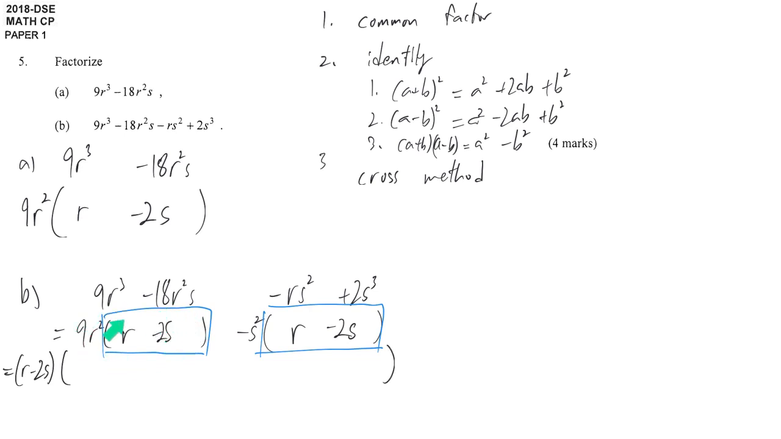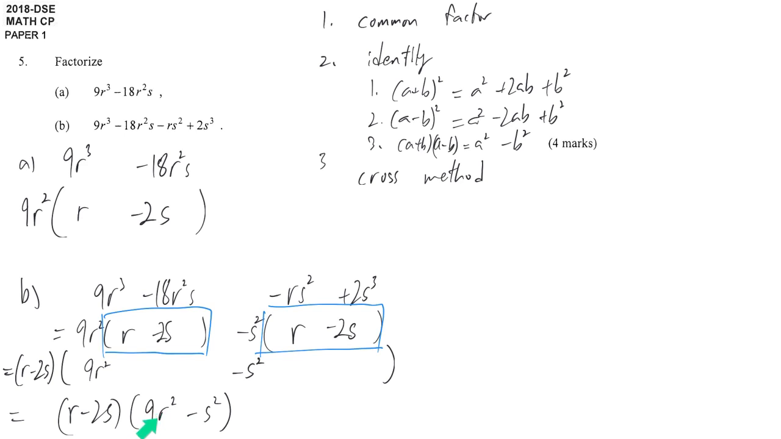The first term, taken out this blue bracket, so 9R squared is left. The second term, take out this bracket, so negative S squared is left. Tidy up again, R minus 2S times 9R squared minus S squared. Before you finish, you should double check, is there anything that you can do? You find R squared or S squared, then you should be really alert. Can you further factorize it?